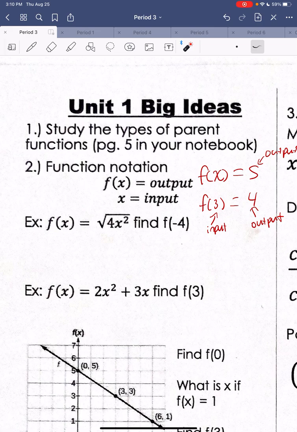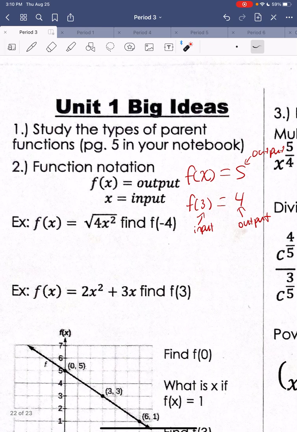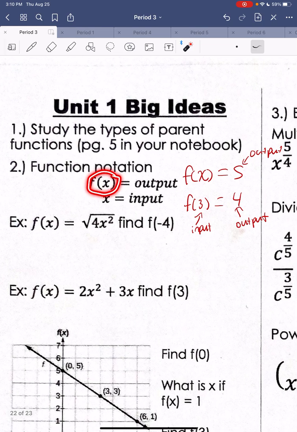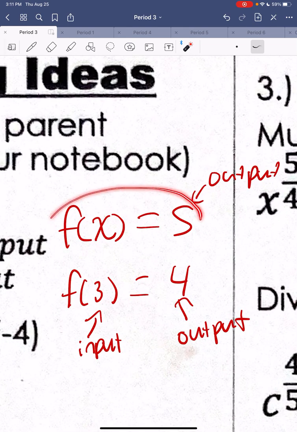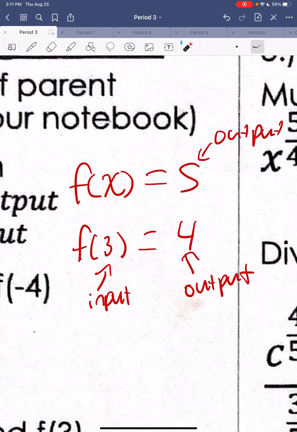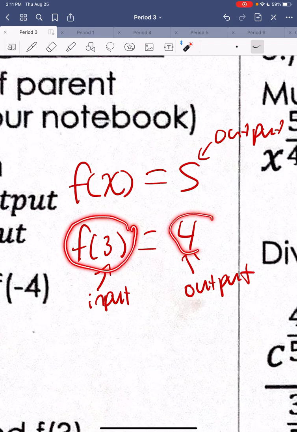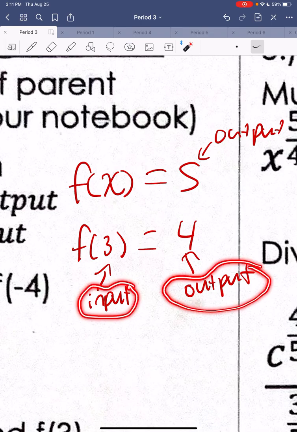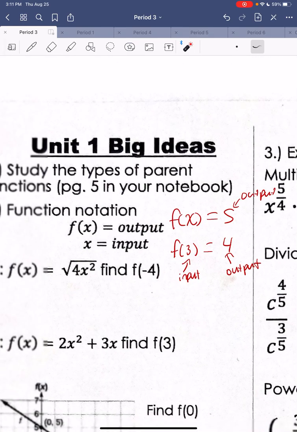The next thing we need to know is function notation. Function notation is where we see something like f of x. When I see f of x, that's telling me my output value. When I see x, or a number inside the parentheses, that's telling me my input value. So if I saw the term f of x equals 5, that means my output is 5. If I saw f of 3 equals 4, that's telling me when I input 3, I get out 4.